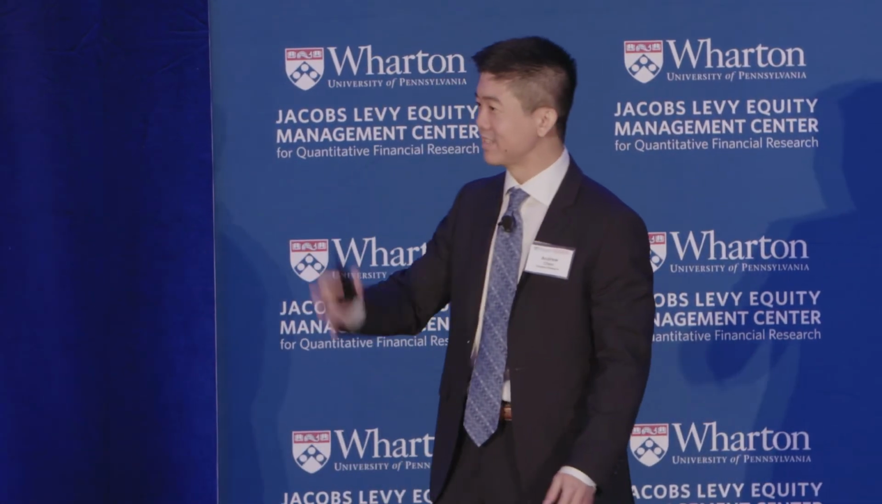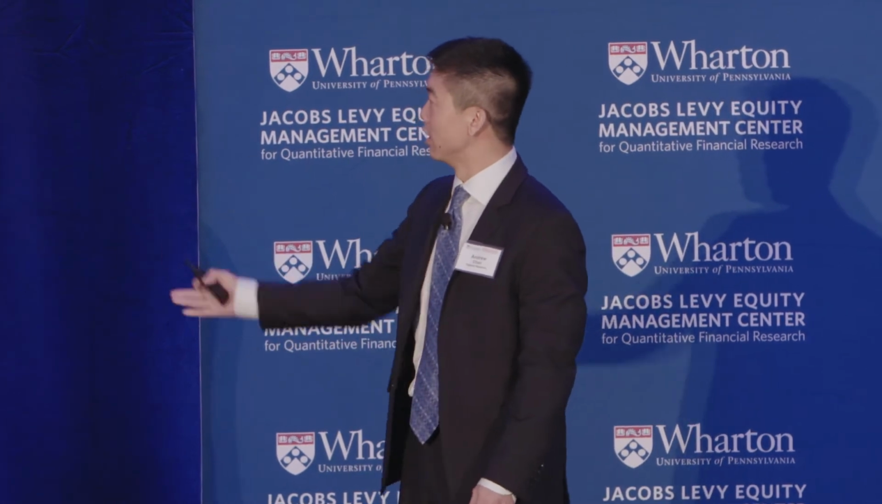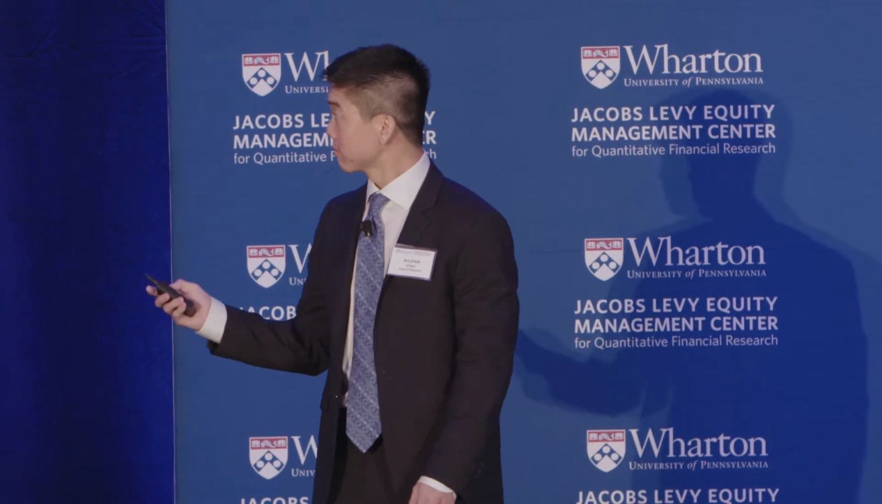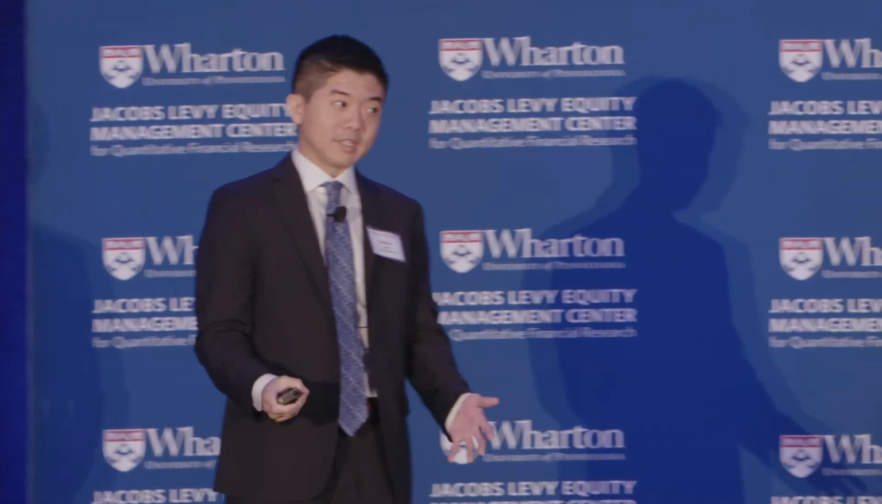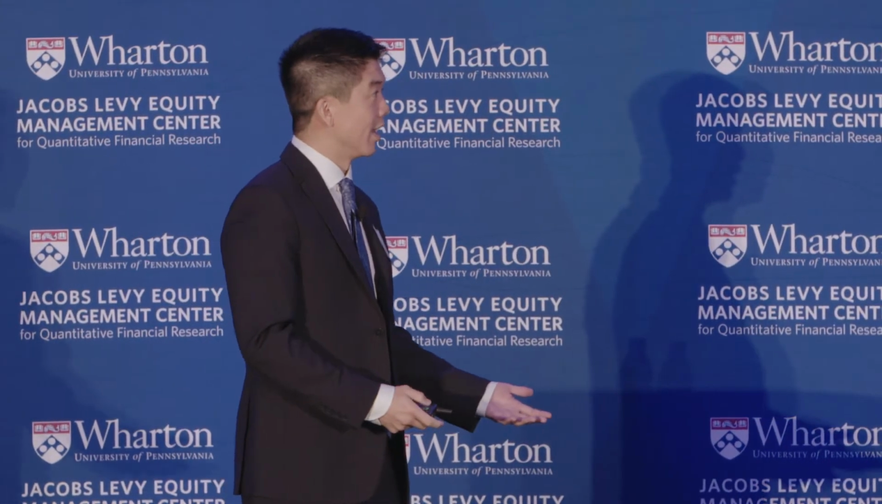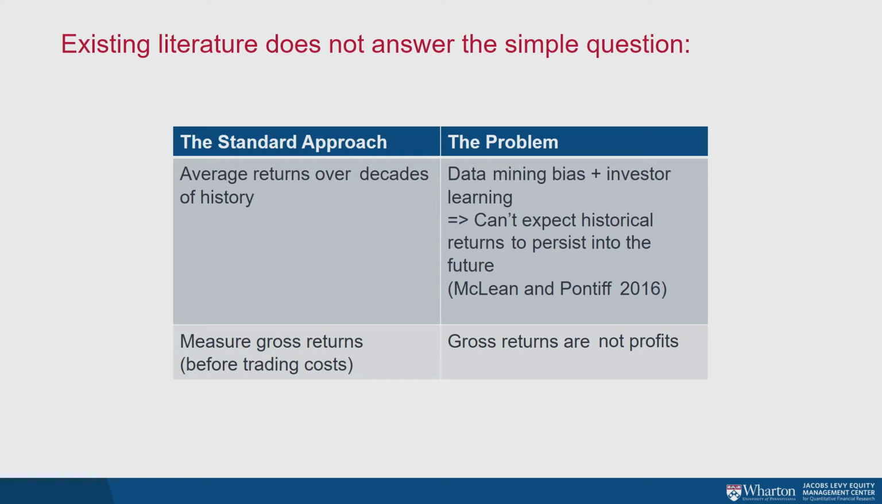Those returns from the 1970s, you can't expect those to occur in the year 2020, and this is beautifully demonstrated by McLean and Pontiff. The other reason is much simpler. The anomalies literature measures gross returns before trading costs, and gross returns are not profits. So therefore, we have not gotten at expected profits. We have not gotten at expected returns.